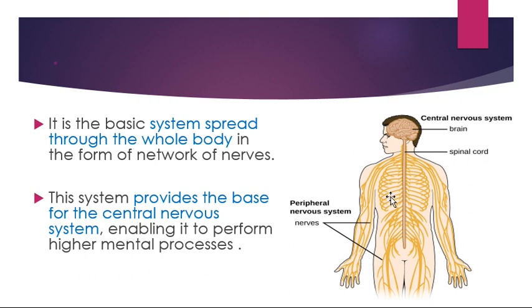So, the peripheral nervous system assists the central nervous system for higher mental processes. Because if the message is not taken to the brain, how can the brain function? How can the brain respond? And how will the body respond if the message is not taken to the brain? So, the message is taken to the brain and from the brain through the peripheral nervous system. Is it clear? Okay.